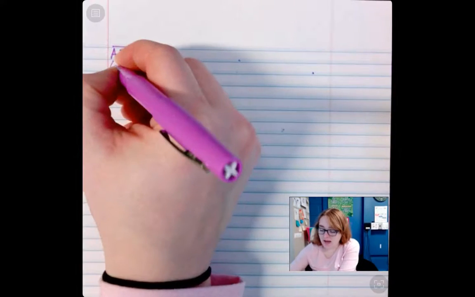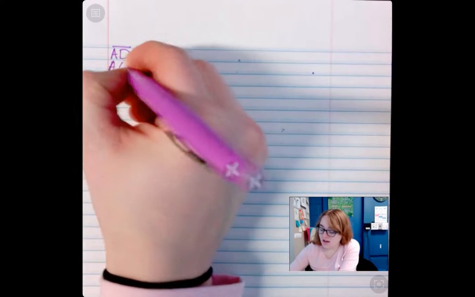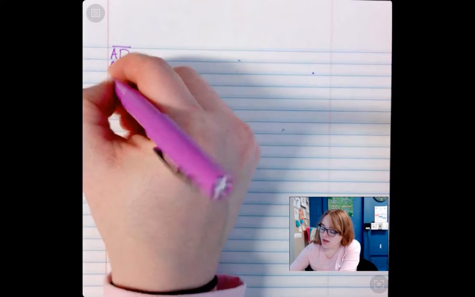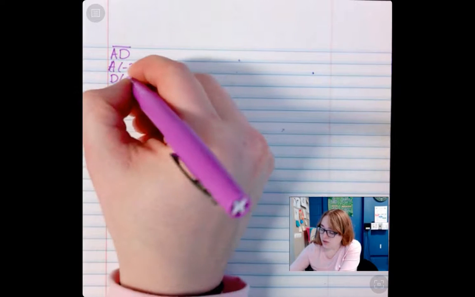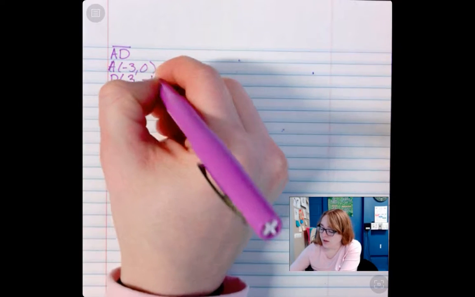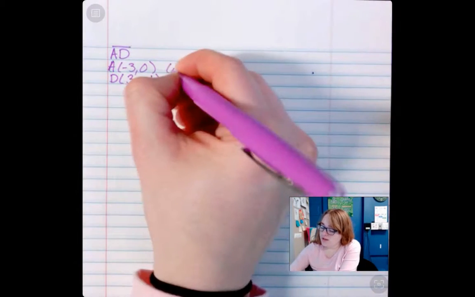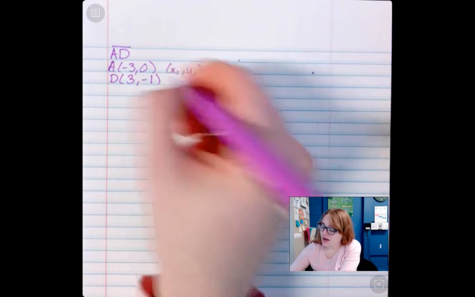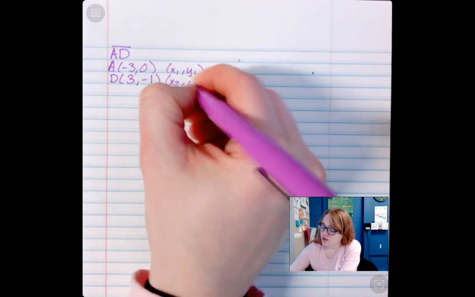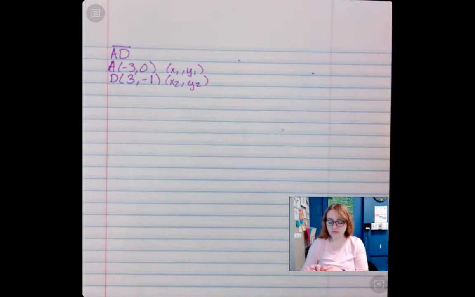And then the last segment we're going to find the distance of is from A to D. So A is at -3, 0, and D is at 3, -1. I'm going to pick one of these to be my x1, y1. Again, it does not matter. And the second to be my x2, y2. And then we're going to plug these into the distance formula.